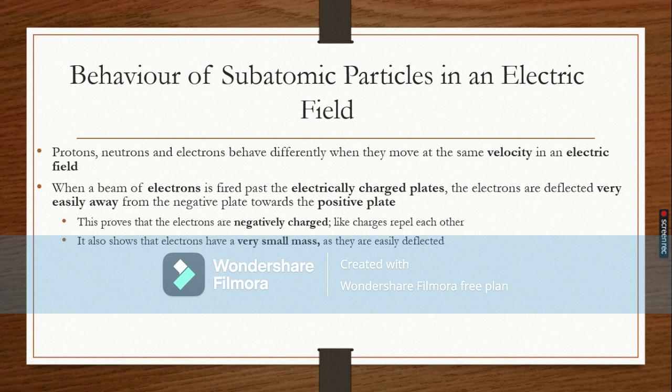It also shows that electrons have a very small mass. And how do we know it has a very small mass? Since they are easily deflected. Very easily deflected. Let's go further.